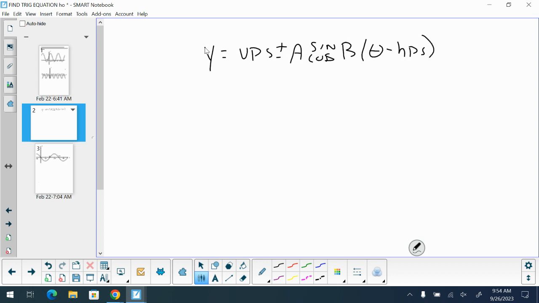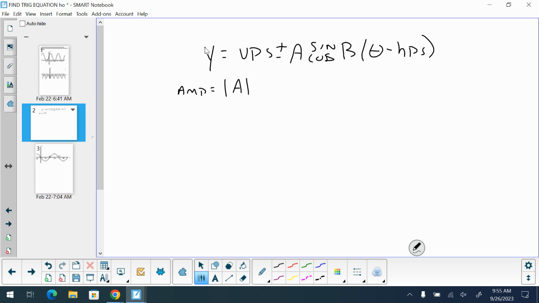Here is our base equation that we have dealt with throughout all the problems with respect to graphs. We have y equals vertical phase shift plus or minus a sine or cosine of b times theta minus horizontal phase shift. Once again, your amplitude is equal to the absolute value of a. That's your distance from your neutral axis to your peaks or from your neutral axis to your valleys.